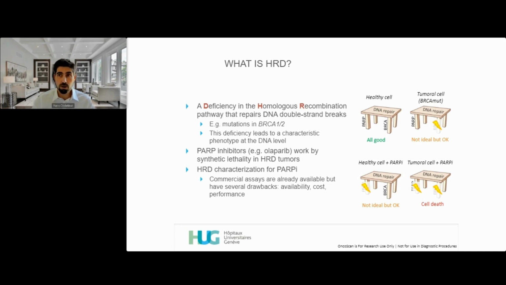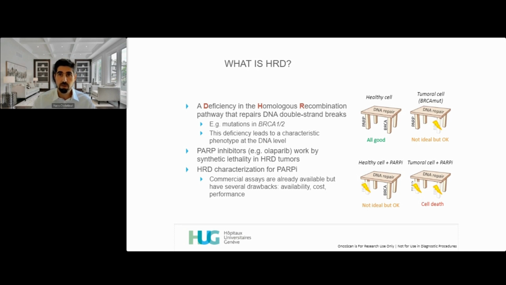Now, we want to look into HRD because we know that we have a drug that is associated to that. PARP inhibitors work by synthetic lethality. So what is synthetic lethality? Let's assume we have a cell, and we have a table in the cell. It's quite abstract, I know. And DNA repair is on the table. And we have one leg, which is BRCA, the other one is PARP.